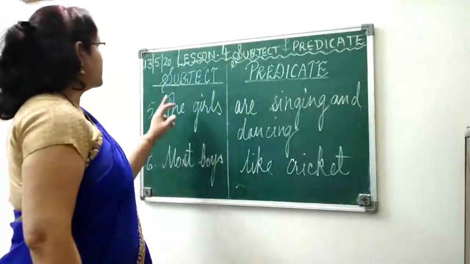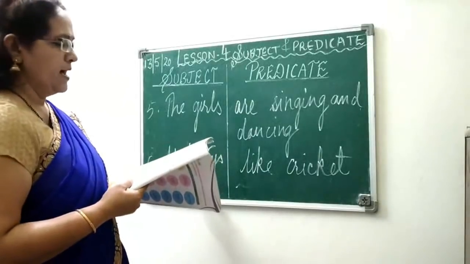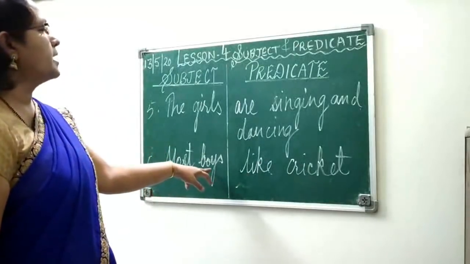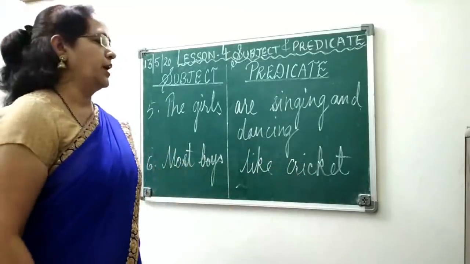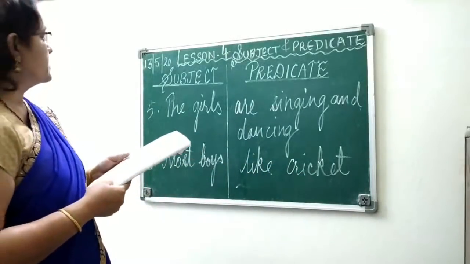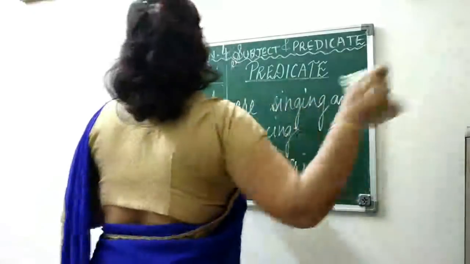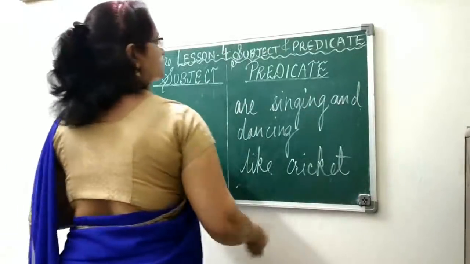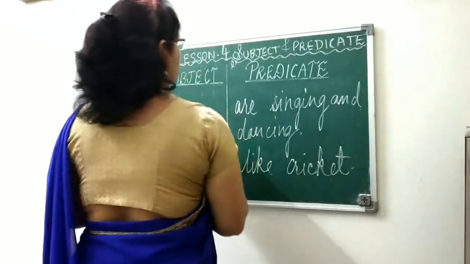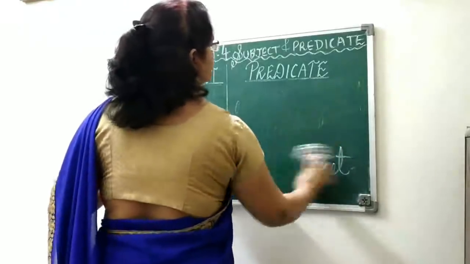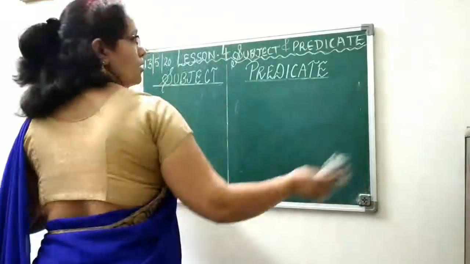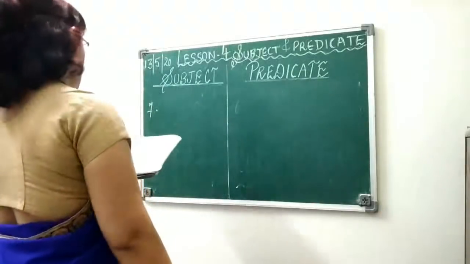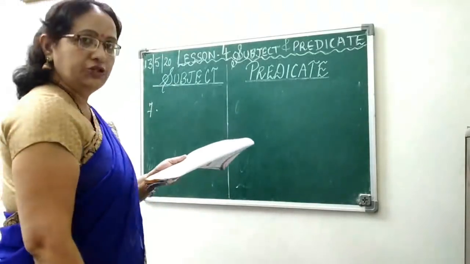So, which one is the subject? Most boys. Most boys is a subject and like cricket is a predicate. Most boys is a naming part and like cricket is a doing part. Okay, children. Let's see the seventh one. Archana is an intelligent student.